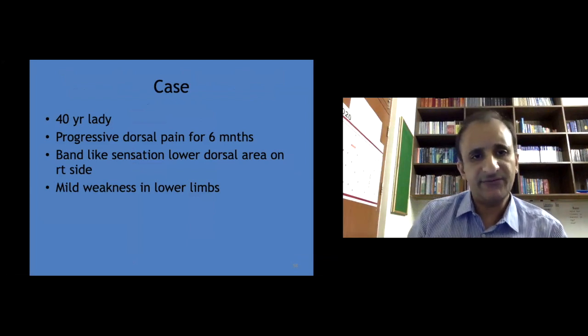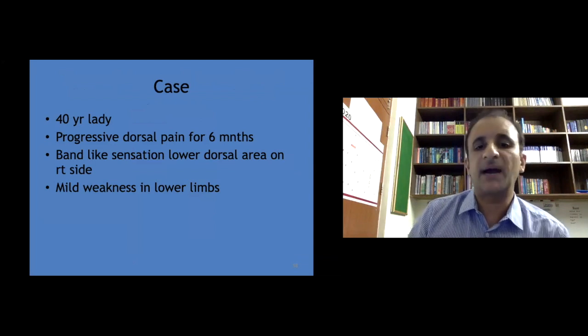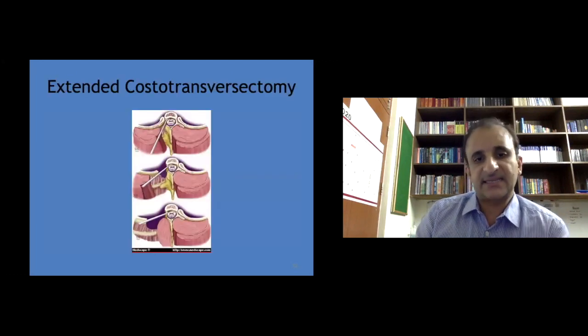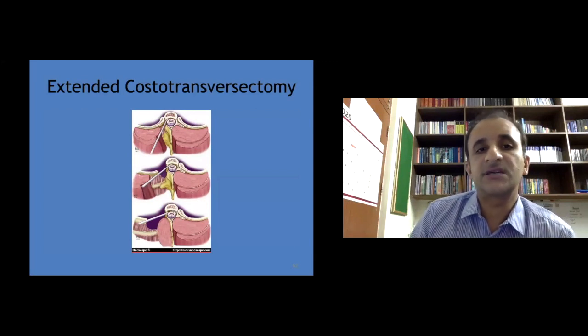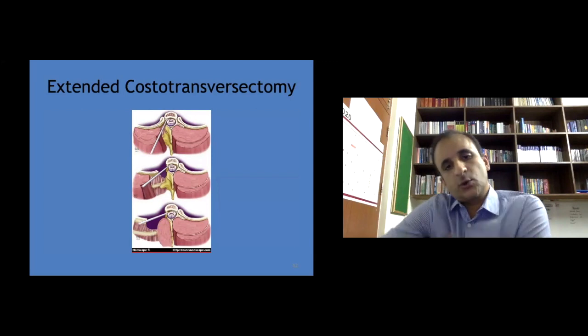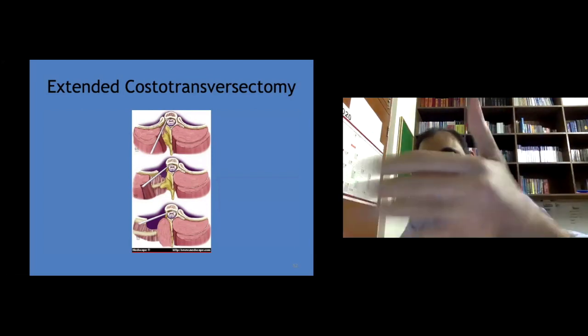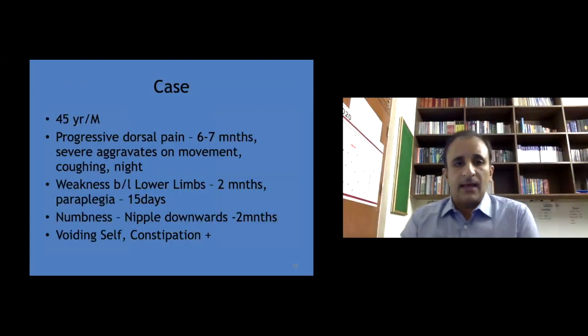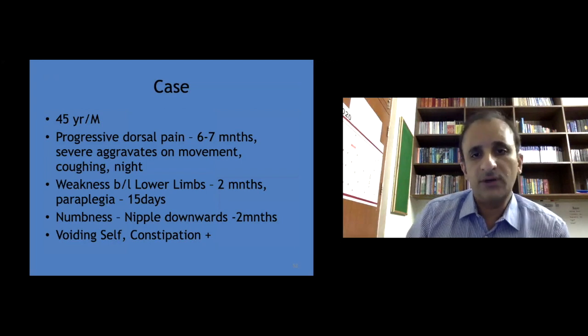Okay, another lady, 40-year-old, progressive dorsal pain for 6 months with radicular symptoms, mild weakness in the lower limb, miliary tuberculosis, D9, D10 disease, and we used extended costotransversectomy. And I just brought this to show the approach for extended costotransversectomy, which would be something like this. A 45-year-old gentleman.